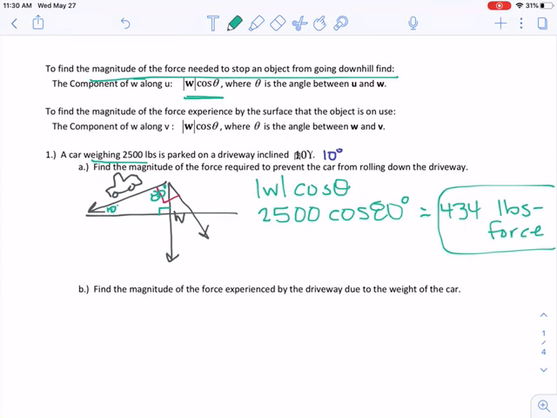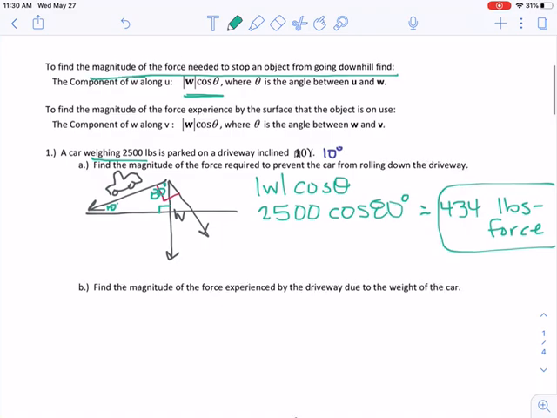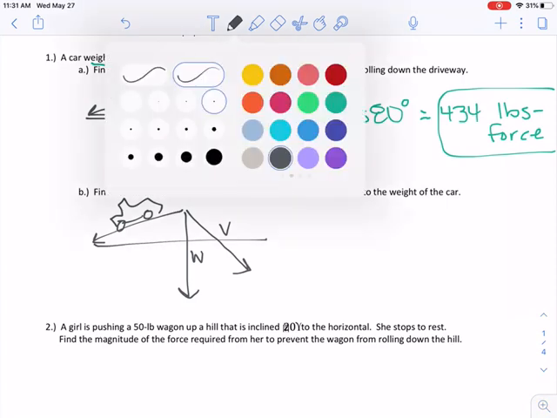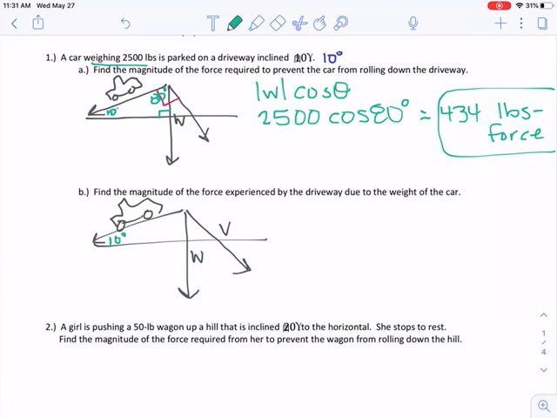Now, in part B, we want to find the magnitude of force experienced by the driveway due to the weight of the car, so being pushed down. So if I have my same picture here, I've got my vector W, here's my vector V, here's my driveway with my car, and I know from my first picture that the driveway is inclined 10 degrees. This top angle here is 80, which means that the angle in between W and V has to be 10 because that top angle there is a right angle.